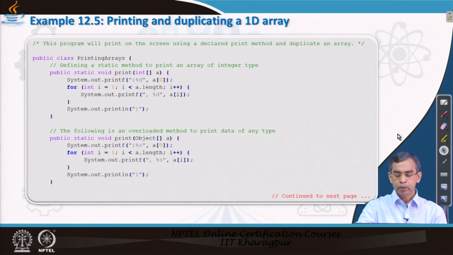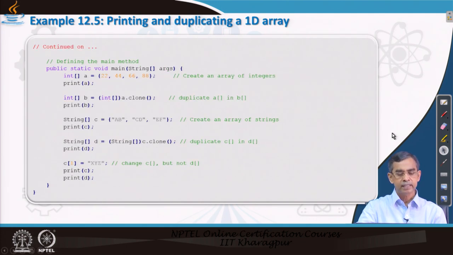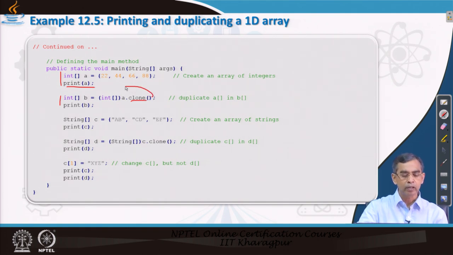And next the program is continued here. In the next we can see how we can declare the different arrays. An integer array is declared, and a print method is declared, and another array. Now, here you can see the clone method. Clone is a method which is declared in the class Object. It basically makes a replica of the array A.